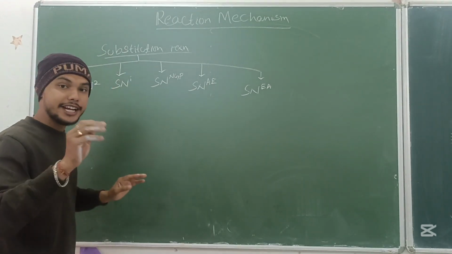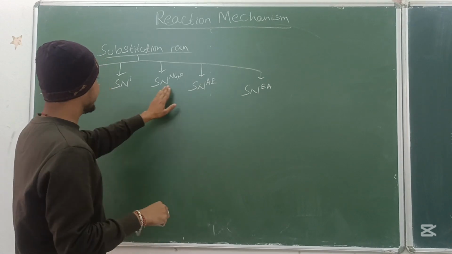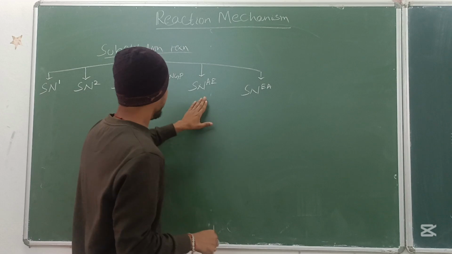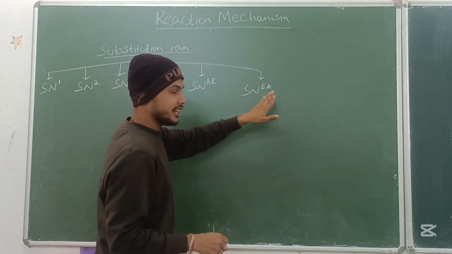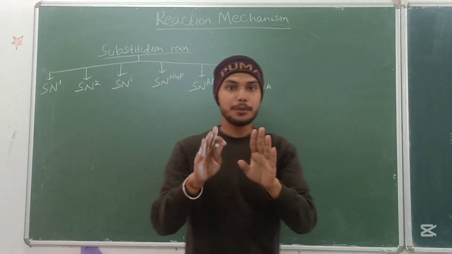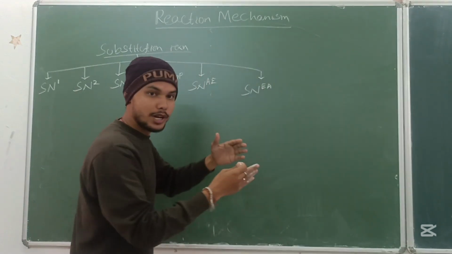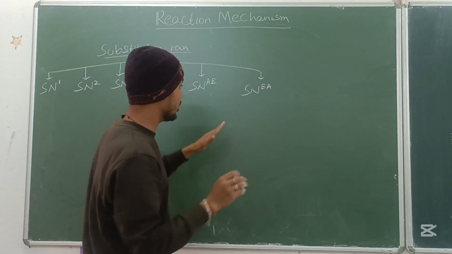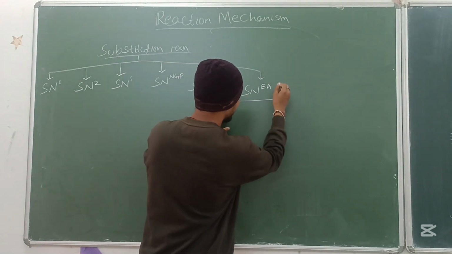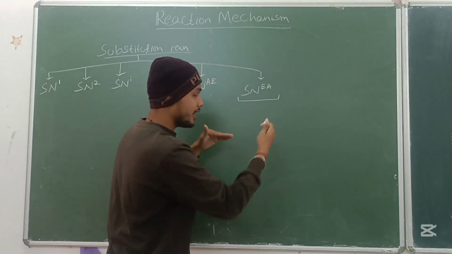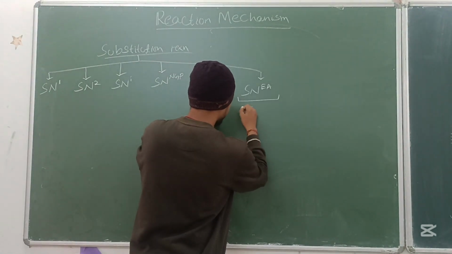SNi means intramolecular substitution reaction. SNNGP means neighbor group participation substitution reaction. And SNAr and SNEA, these two types of reaction are basically seen in aromatic substitution reactions. That means it may be electrophilic and it may be nucleophilic substitution reaction. And this SNEA substitution reaction, that means it follows a benzyne intermediate.